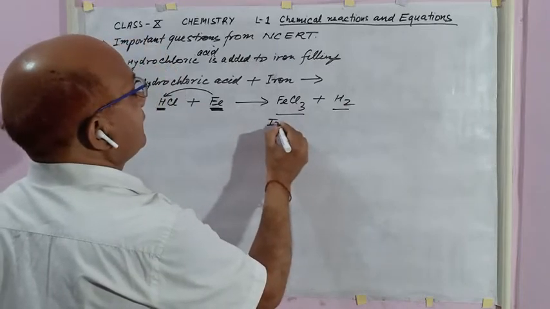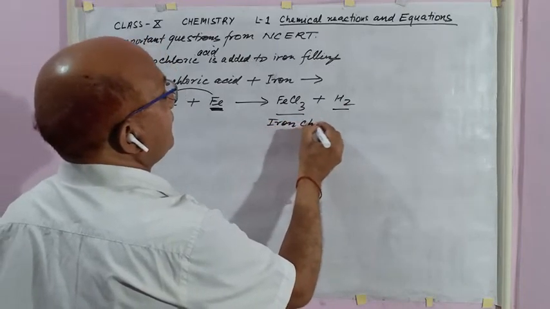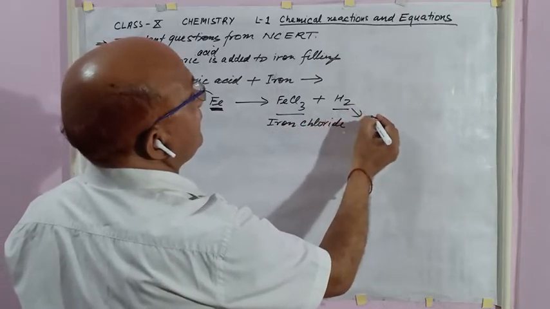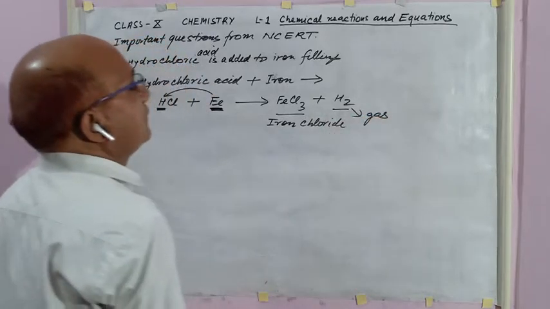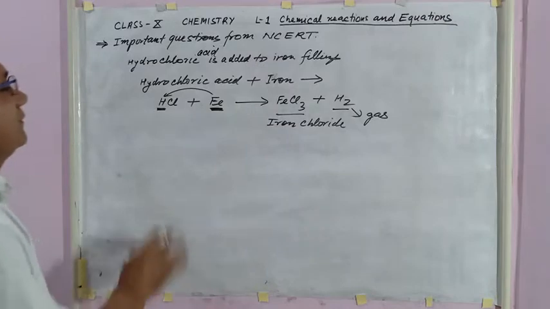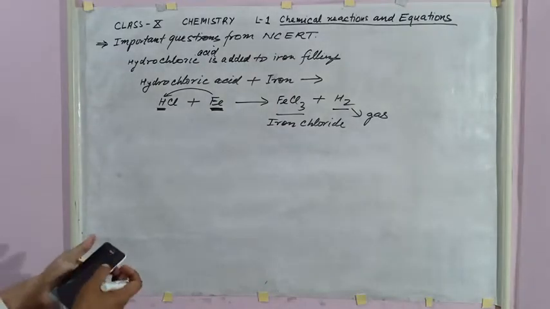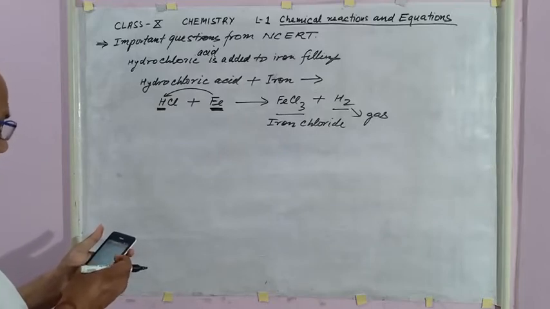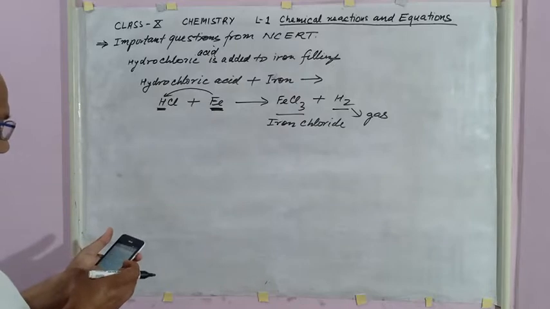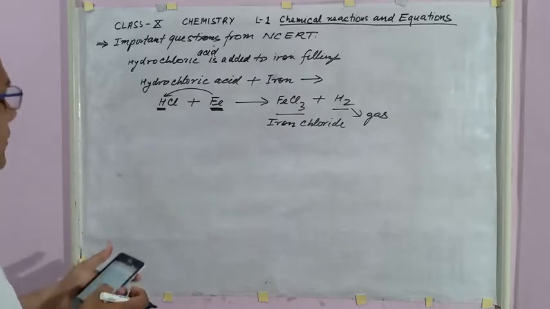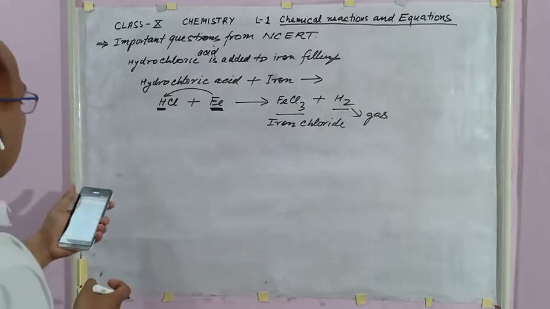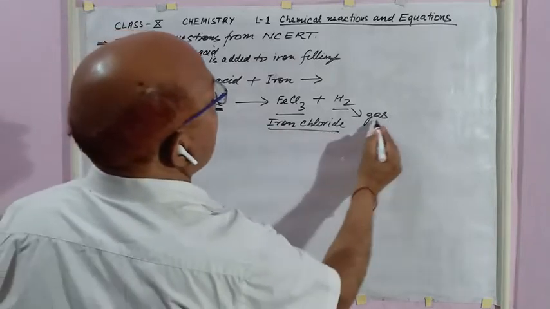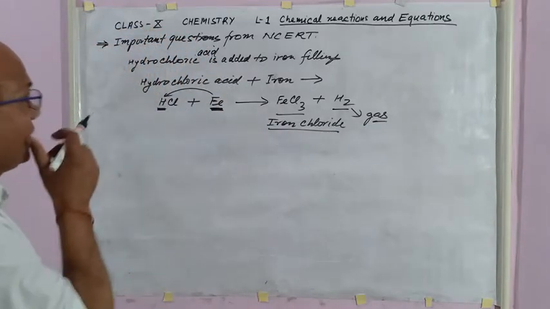This is iron chloride and this is hydrogen gas. So these are the products. So accordingly, the first option is correct from this question. This is question 3 from end exercise. So A is the correct option. Iron chloride and hydrogen gas are the products.